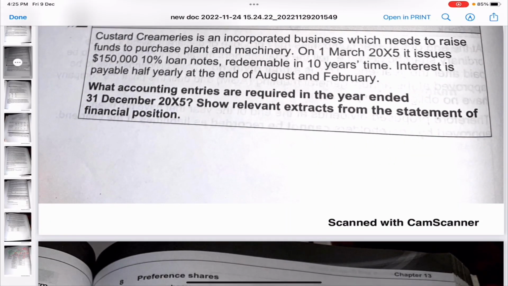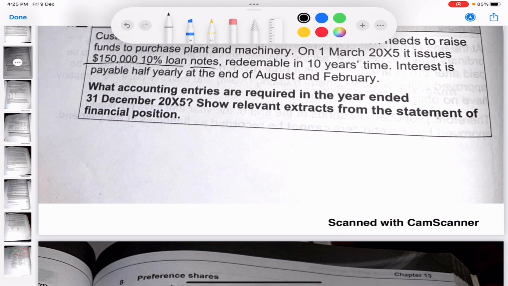Custard Creameries is an incorporated business which needs to raise funds to purchase plant and machinery. On 1st March 2005, it issues 150,000 10% loan notes redeemable in 10 years' time, interest payable half yearly at the end of August and end of February. So this is something known as interim dividend. What does interim dividend mean? It means you pay half the dividend in the middle of the year and half towards the end of the year. So you pay the dividend in two parts over the year.